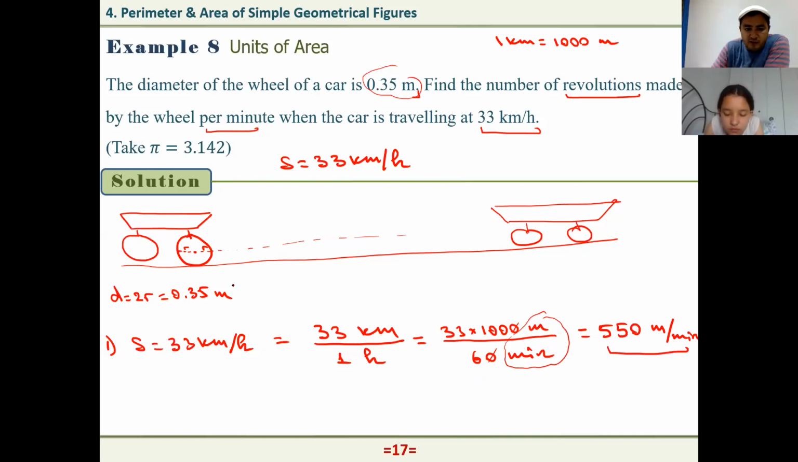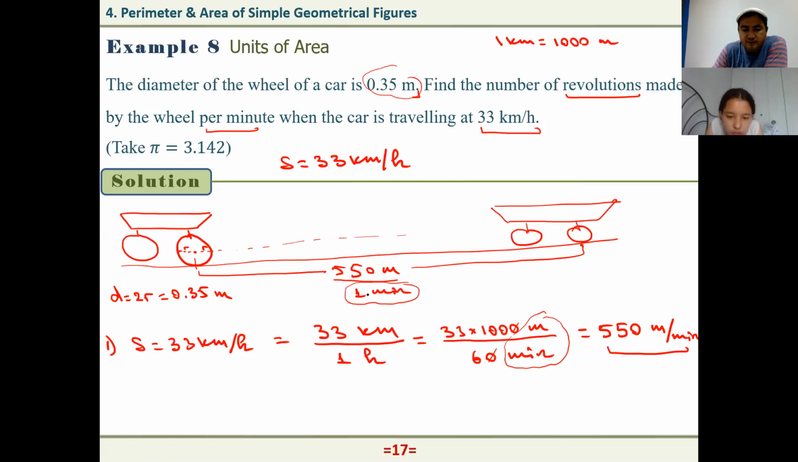It means that the car is moving, let's say from this point, this distance is 550 meters, the distance until here. We are talking about the first wheel, in how many minutes? In 1 minute. So the car is moving 550 meters in 1 minute. So now the question is, to cover the distance of 550 meters, the car's wheel is revolving how many times? That's the question.